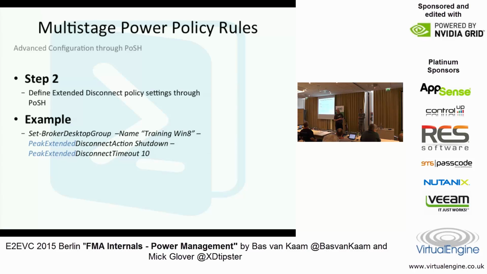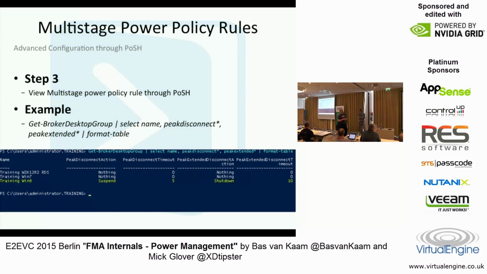Step 2, we have a nice PowerShell image in the background there, very nicely done, Baz. Of course, you've got to dive into PowerShell to have a look at your extended disconnect options, your objects. So we just have an example here, Set-BrokerDesktopGroup, the name of your delivery group, training Win8. Okay, so it's a pool static delivery group, and then we specify some values for our peak extended disconnect action and peak extended disconnect timeout. So again, we can see the value here, and if you use PowerShell and just use the select statement to pull back certain values, we can see our values as opposed to a couple of other delivery groups we have here. We have a training 2012 RDS group, a training Win7.